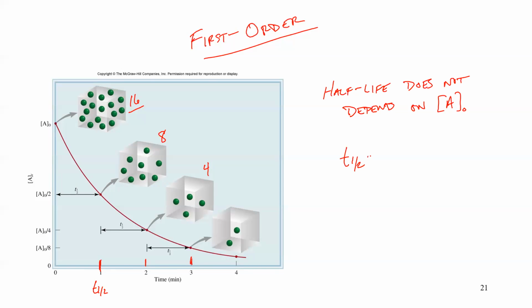Again, T half is equal to 0.693 over K. Concentration doesn't have any role in calculating that half-life. It's just the rate constant. The only thing that we care about when we're looking at the half-life is the rate constant for that particular reaction. That's why the half-life is constant. The first half-life is exactly the same length of time as the second half-life, is exactly the same as the third, the fourth, etc.